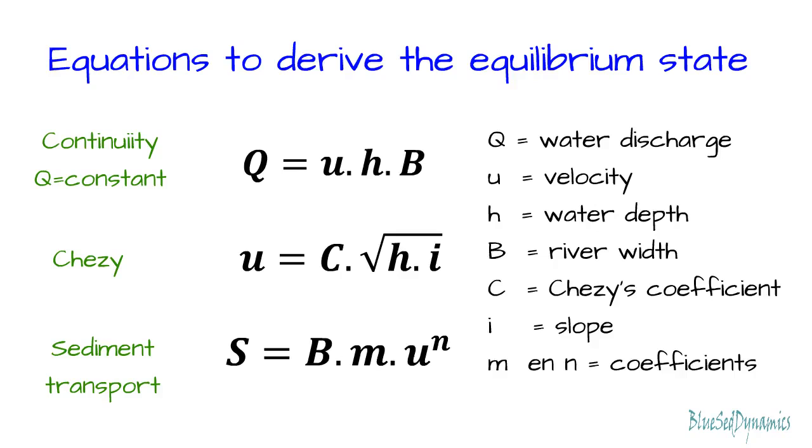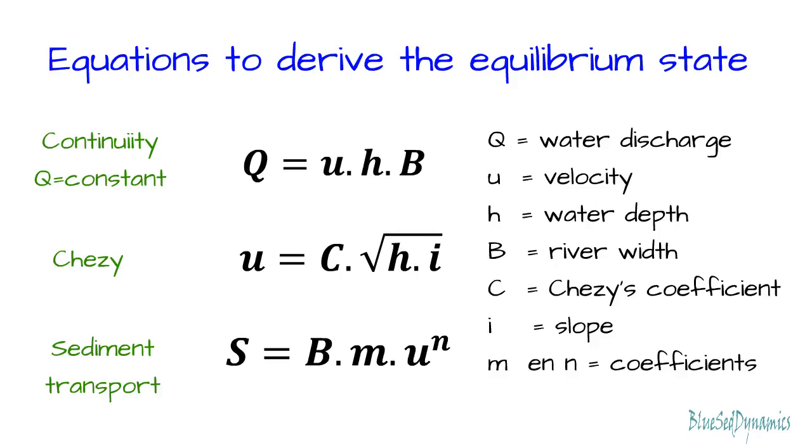Using the continuity equation, Chezy's formula, and the sediment transport formula, the equilibrium state, that is, equilibrium slope and equilibrium depth, can be determined. We assume a power formula for the sediment transport formula. For example, in the Engelund-Hansen formula, the power is equal to 5.